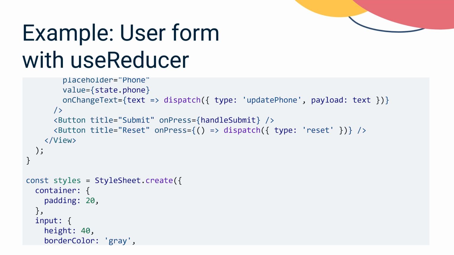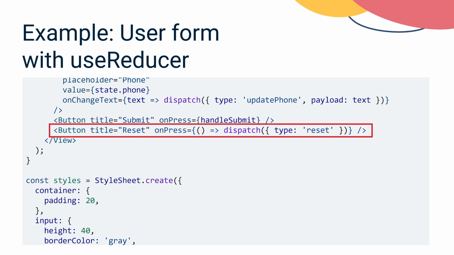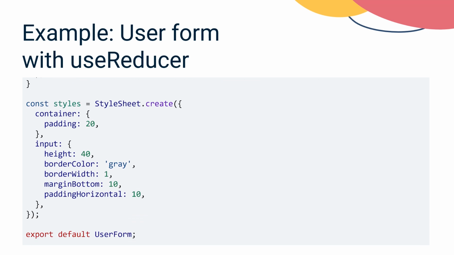Lastly, in the Form Submission and Reset section, the Submit button calls handleSubmit, which logs the current state to the console. The Reset button dispatches a reset action, clearing the form fields and returning the state to its initial values. The component re-renders when the state changes. This rendering process ensures that the form displays updated values and maintains consistency with user interactions.